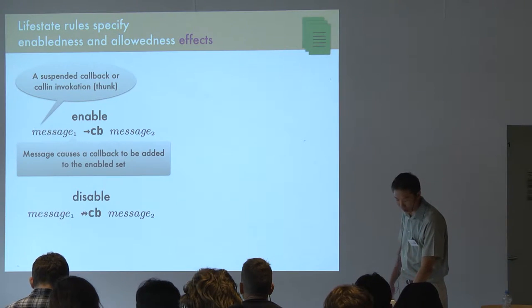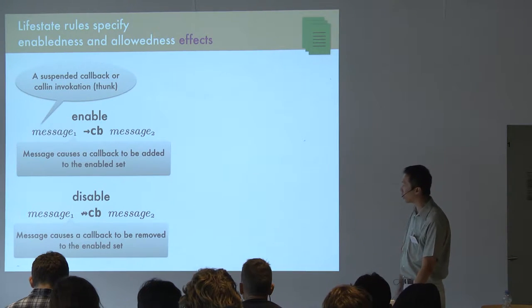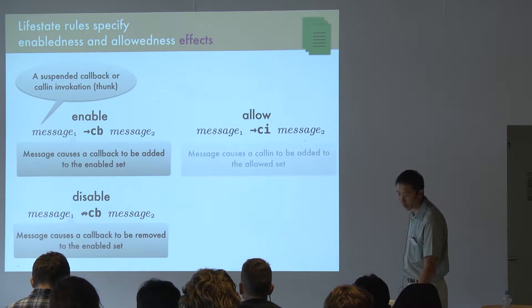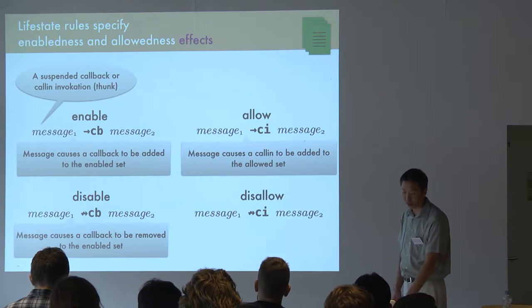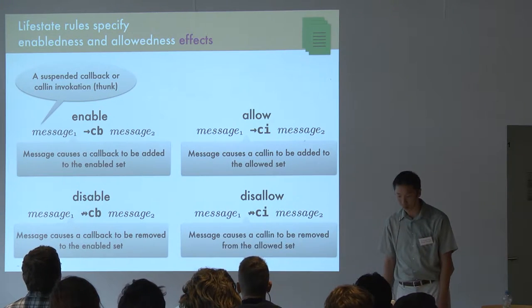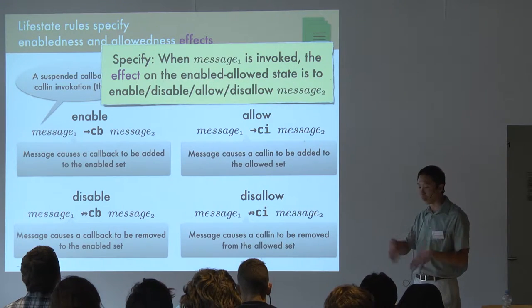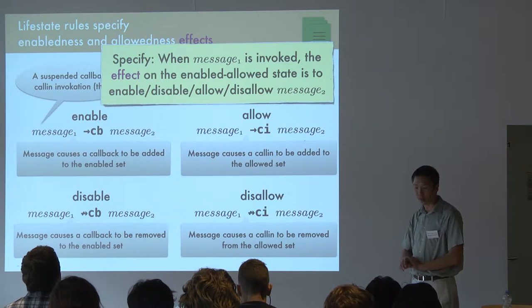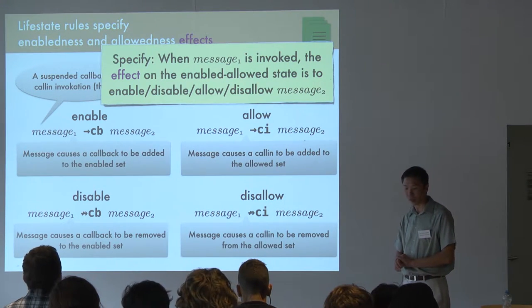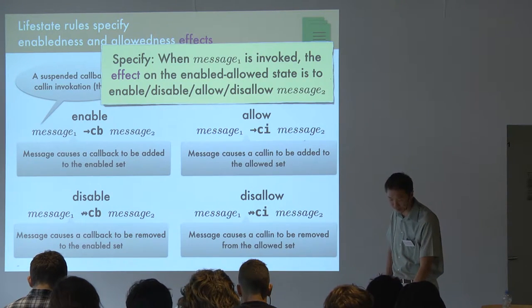And then, sort of symmetrically, you could have a disabling rule. So when this message one gets invoked, then a callback is removed from the set. And then symmetrically for call-ins, something gets added to the allowed set and some message gets disallowed. So it's kind of straightforward, right? We specify that when message one is invoked, the effect on the enabled/allowed state, the sort of hidden state of the framework that's not really explicitly in Android, is to enable, disable, allow, or disallow message two.